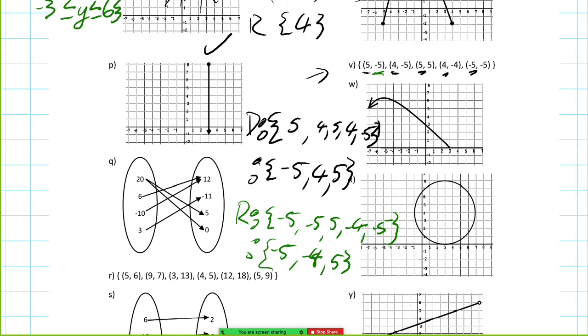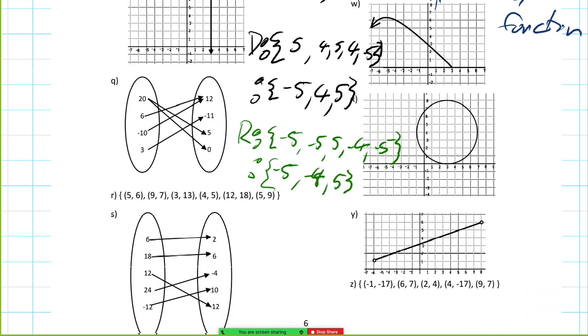Now the tricky part here is trying to tell if this is a function. We look for x values that duplicate. So we have 5 and 5, and it has two different y values. That would mean this is not a function, because there are two distinct y values for that one x value. We can apply the rest of this, but those are really the main ideas.